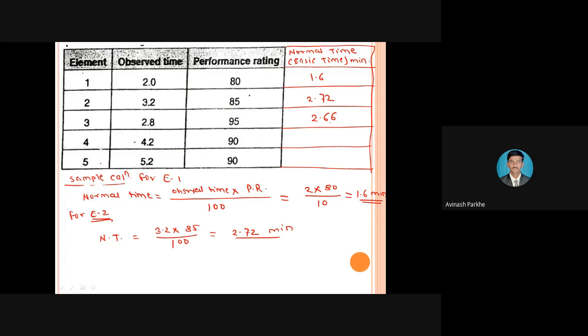Yes, for the fourth element, what is the normal time? 4.2 into 90 divided by 100. Yes, 3.78. Correct. This is the correct answer.